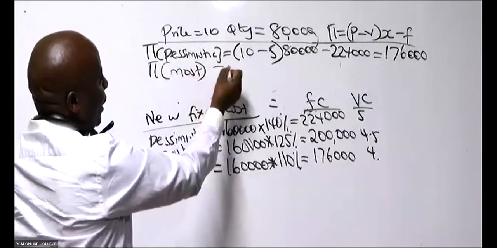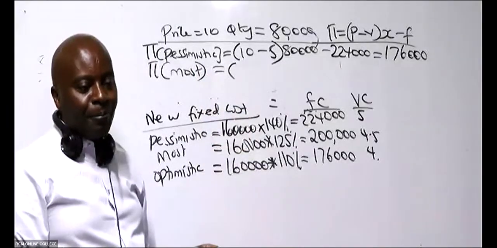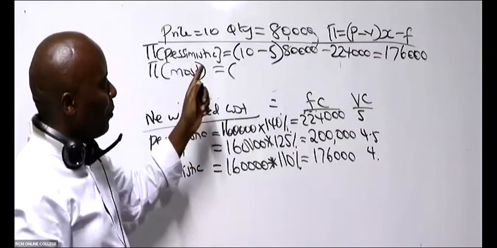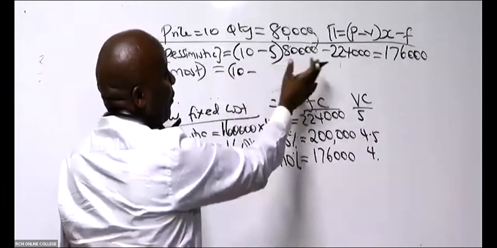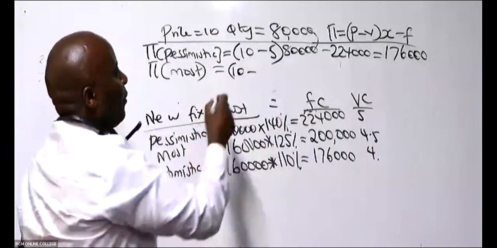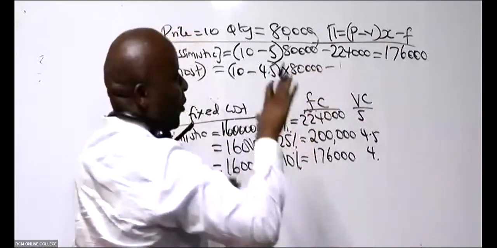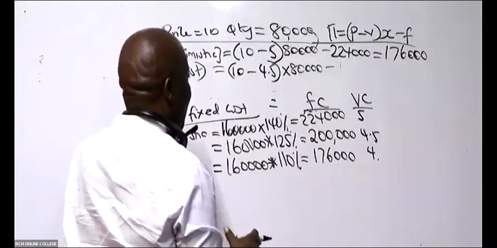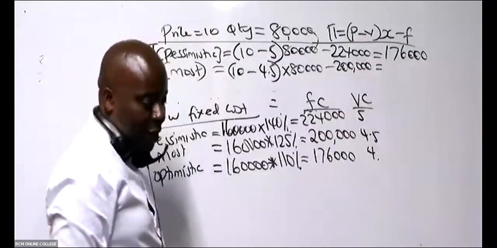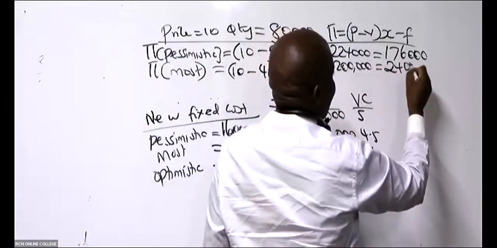Most likely, you are following this format. Do we know the selling price? It is 10, minus the variable cost, and the most likely variable cost is 4.5. The quantity is not going to fluctuate. The quantity is 80,000. But remember, fixed costs are fluctuating, right? So fixed cost most likely is 200,000. So then this one here will give us what figure? According to Lavi, we have 240,000. Thank you so much.